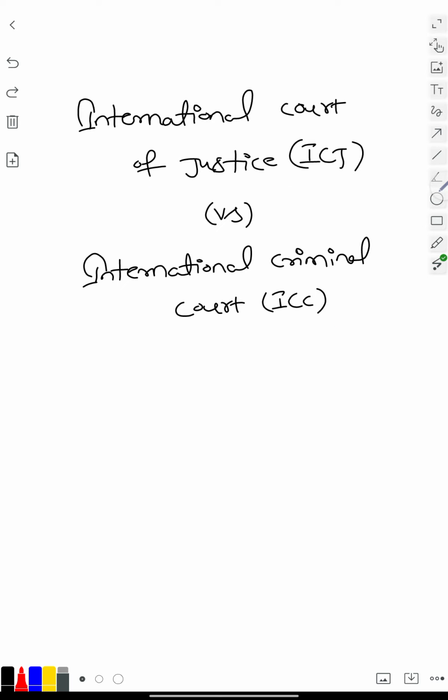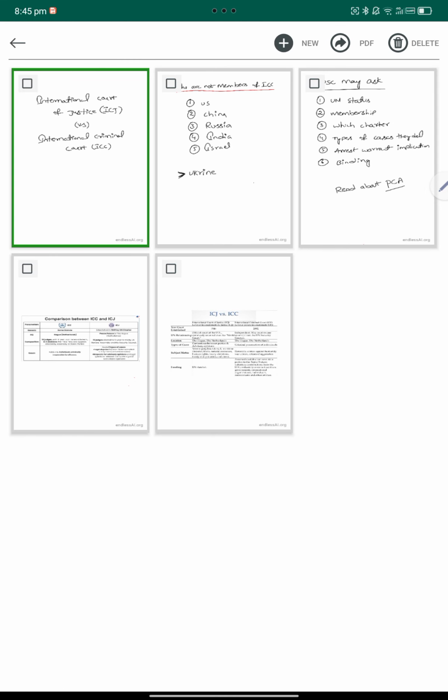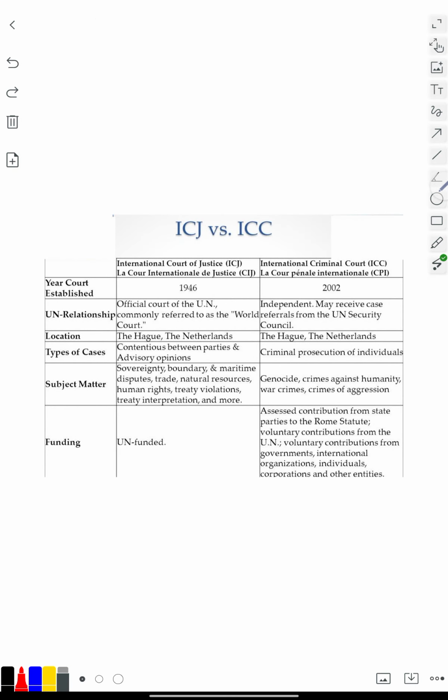Okay, let's get started with the topic. These pictures you can find in Google and you can read. So ICJ, International Court of Justice, was established in 1946. It is a United Nations body. The United Nations was formed after the Second World War, that is 1945 and 46. Because it is a UN body, this ICJ was also formed in 1946. Not all UN organizations were formed in 1946, but this International Court of Justice was.